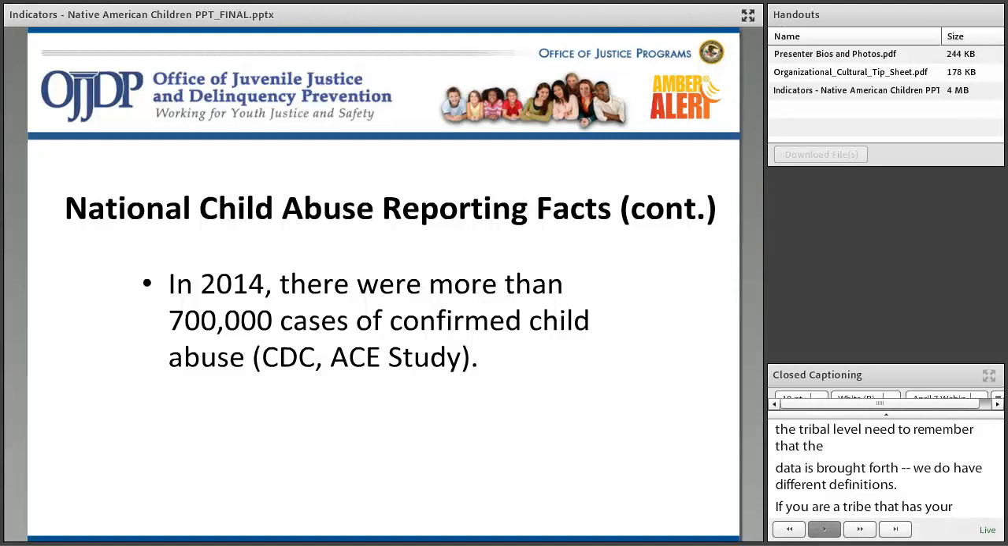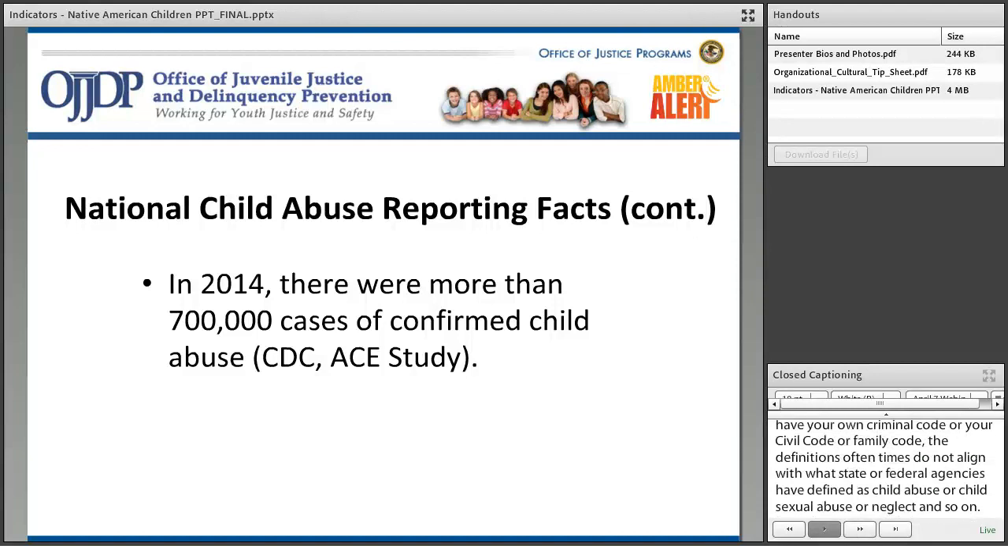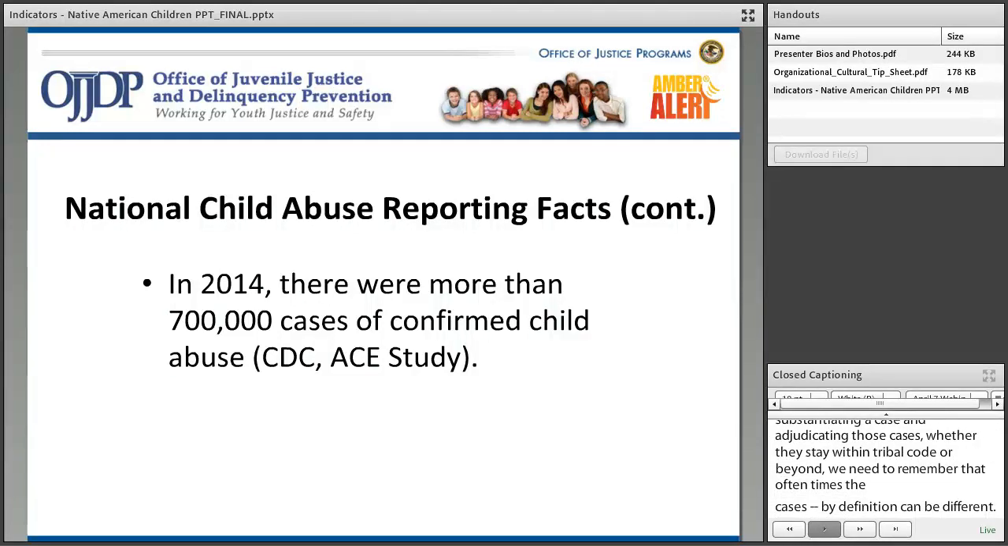So when we get to the level of substantiating a case and adjudicating those cases, whether they stay within tribal court or beyond, we need to remember that oftentimes the cases by definition are or can be different. Obviously, if the cases contain a significant event that requires federal intervention through the BIA or FBI. For those of us in non-PL 280 states, they're going to go by the standard definitions that are pretty well known throughout the country. So I just wanted to make mention of that in regards to numbers, data, and definition.